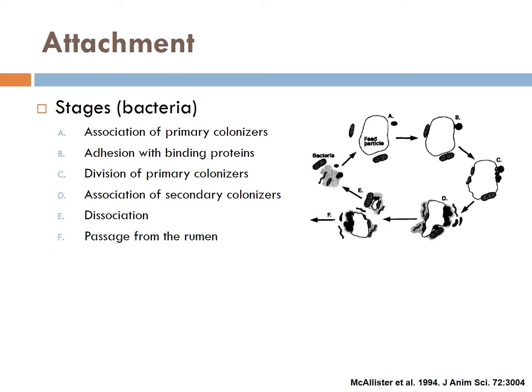In D, we see the association of secondary colonizers. This is a second group of bacteria that comes into close contact with the feed particle after the primary colonizers begin to degrade substrate. They are not firmly attached as the primary colonizers, just closely associated. Once substrate is depleted from the feed particle, bacteria will disassociate, as we see in E. After a time, as we see in F, feed particles will pass from the rumen, and any bacteria that are attached or associated will pass as well.